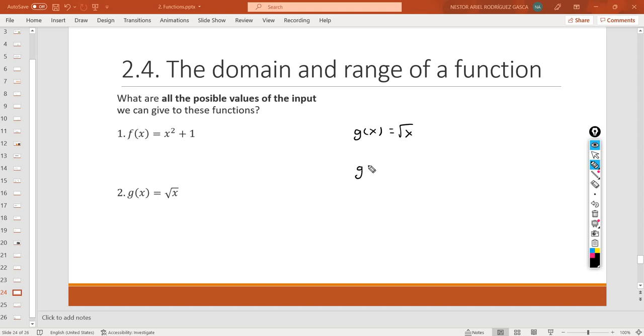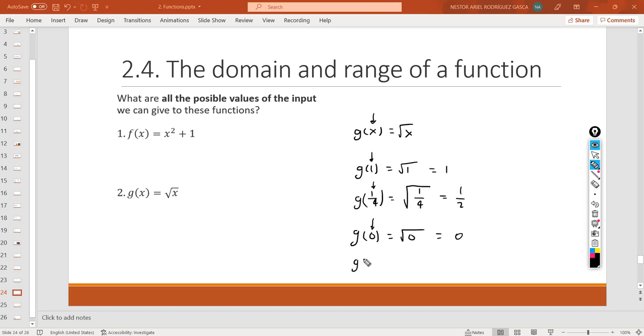Let's see. Let me try g of 1. That's going to be the square root of 1, which is going to be 1. Let me give this 1/4. G of 1/4, that's going to be the square root of 1/4. And if you do the math, you're going to get 1/2. G of 0, that's going to be the square root of 0, no problem. The answer is going to be 0. And so on. For any positive value that I give to this thing, everything is going to be fine. For any possible value that I put right there in between the parentheses, nothing weird will happen.